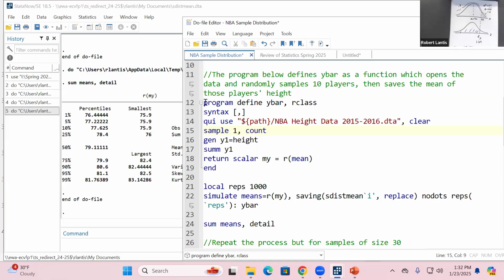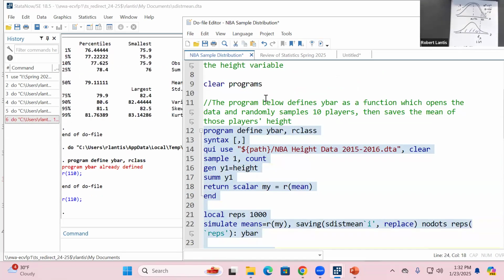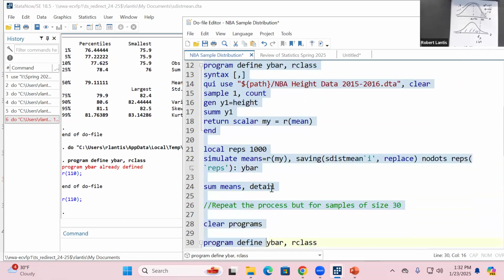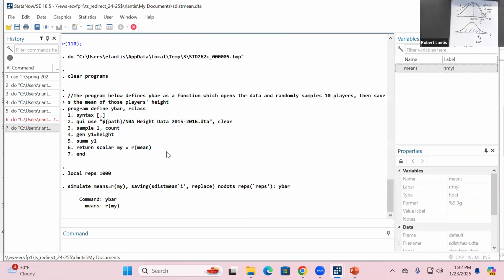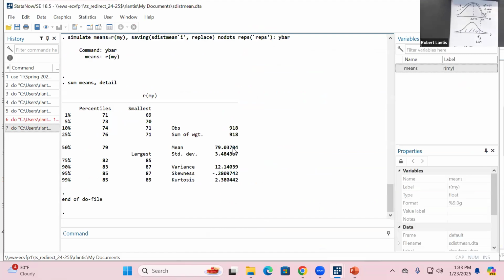So if I were to run that same program, oh, I have to clear it first, sorry. I'll end up seeing that the mean is still right around that population mean. Now the variance really hasn't changed because I'm dividing by 1, right?